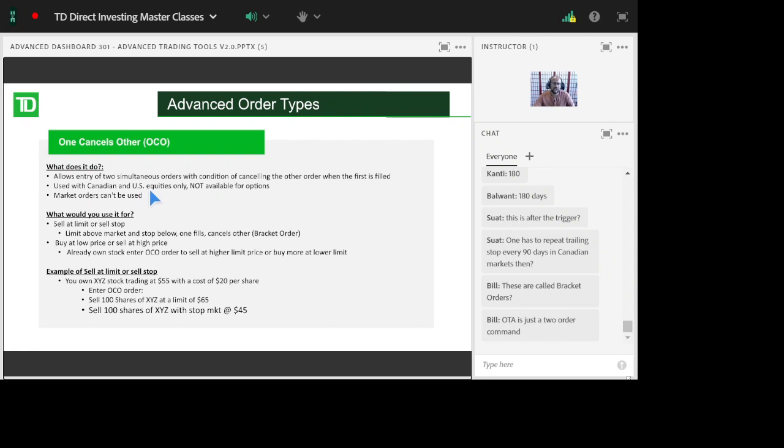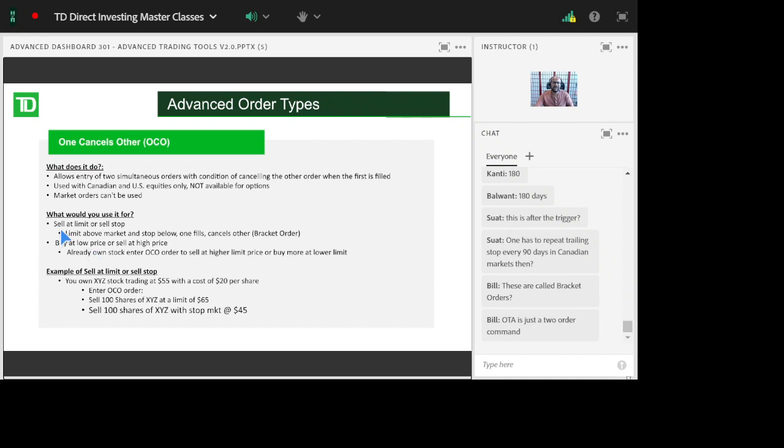So it works for both Canadian and US stocks. More importantly, OCO is not available for options, okay? So you cannot place this when it comes to options trading, just because of the volatility of the prices and how close they can trade to each other. And market orders cannot be used when it comes to OCOs, okay? You can still use things like stop market orders, trailing stop market orders, and limit orders, of course. All right.